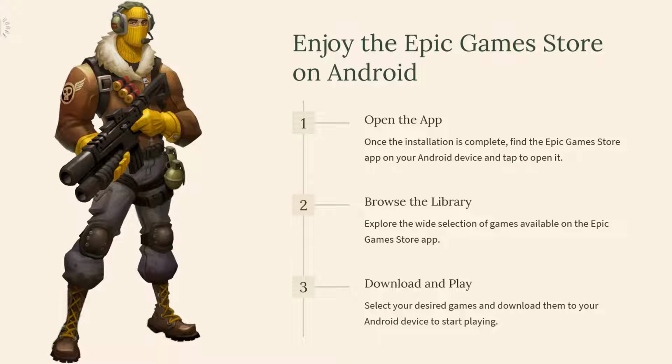Enjoy the Epic Games Store on Android. 1. Open the app. Once the installation is complete, find the Epic Games Store app on your Android device and tap to open it. 2. Browse the library. Explore the wide selection of games available on the Epic Games Store app. 3. Download and play. Select your desired games and download them to your Android device to start playing.